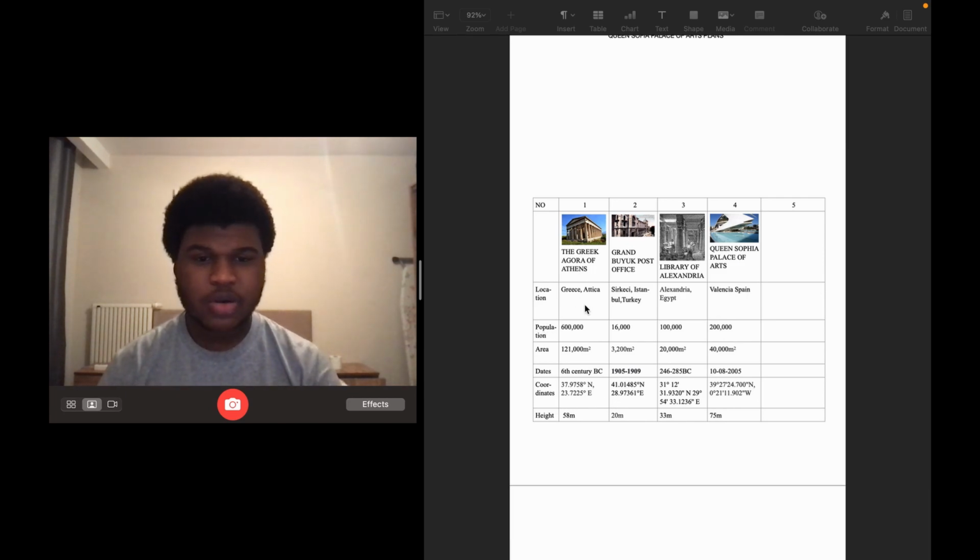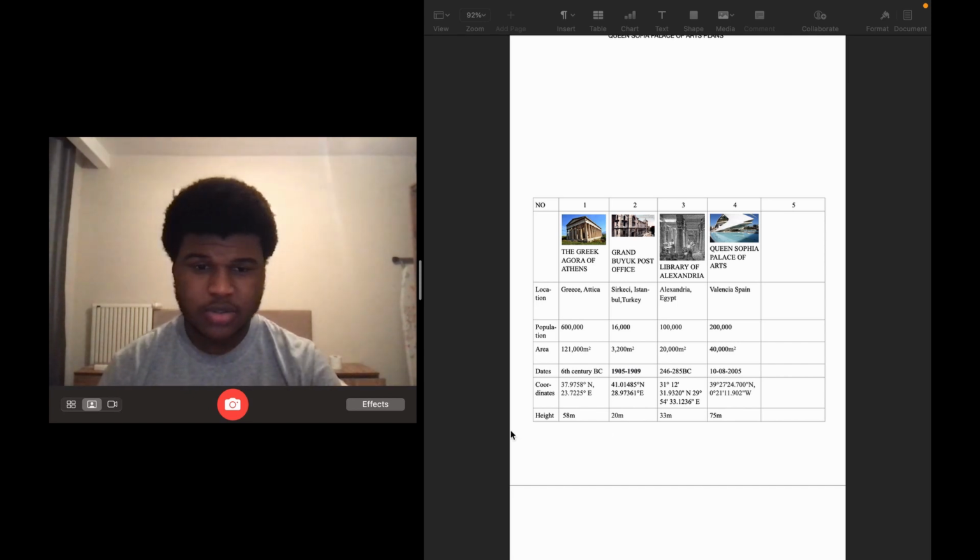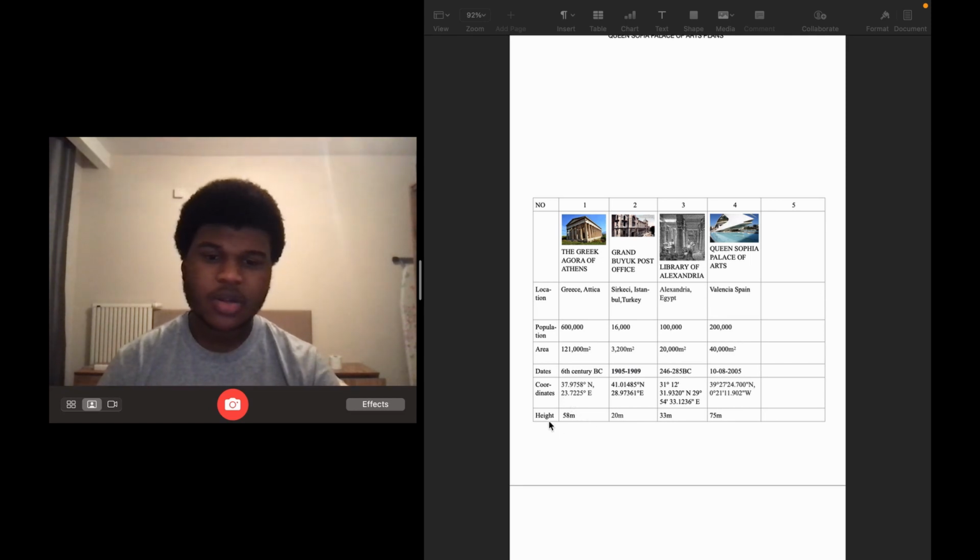The location of the Greek agora is in Greece, and its population, it can accommodate 600,000 people. The total area of this building is 121,000 square meters. It dates back to the 6th century BC. The coordinates are 37.9 degrees north and 23.7 degrees east. The height of this building is 58 meters.